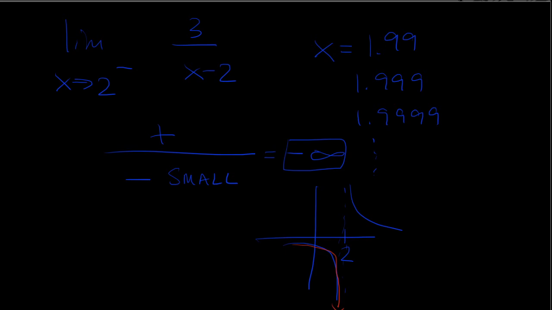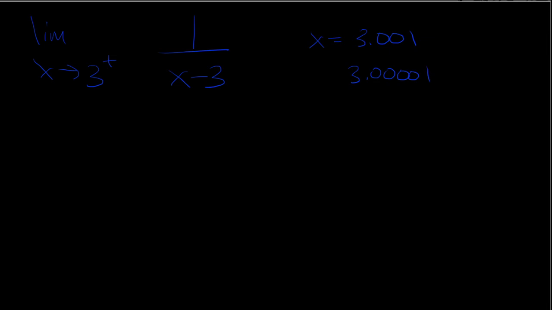Next, if we have the limit as x approaches 3 from the right of 1 over x minus 3. Again, here you want x to be to the right of 3, so I can think of it like x is 3.001, 3.00001, etc. What you end up having is a positive number at the top, and because the x that we choose is greater than 3, we're also going to get a positive number in the denominator. But this time it's going to be a small number, right? It's going to be very small.